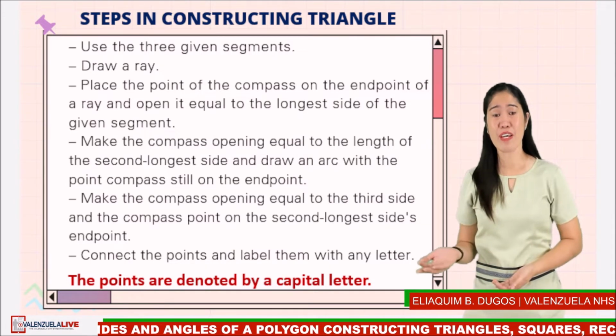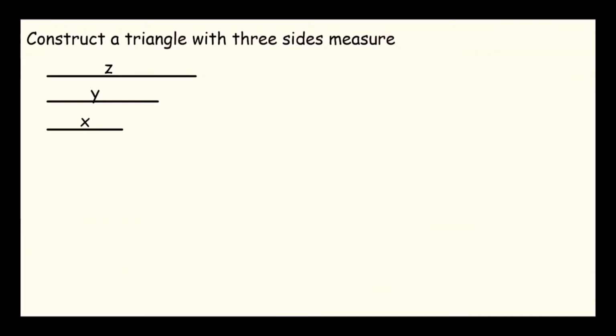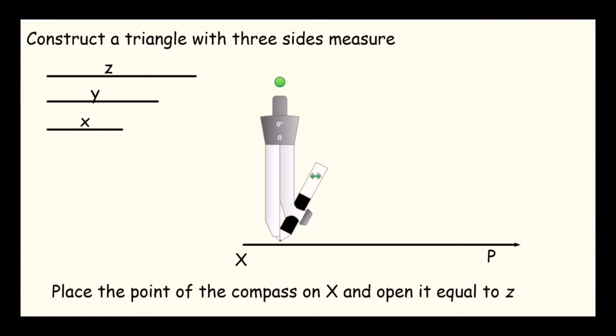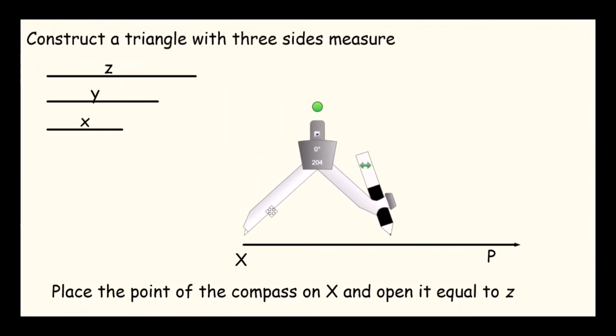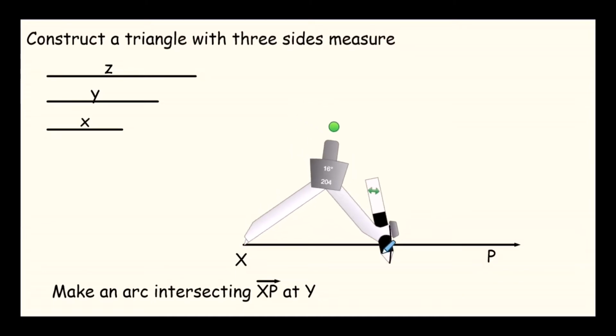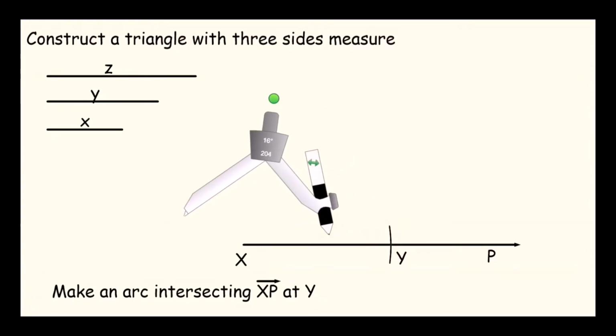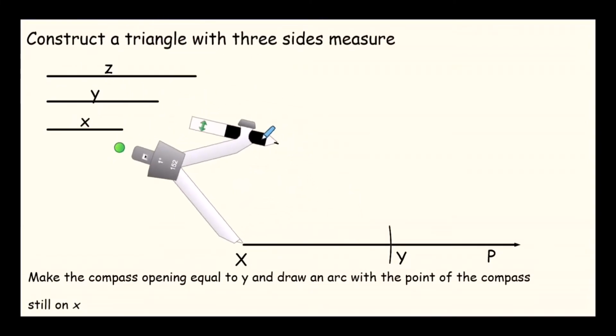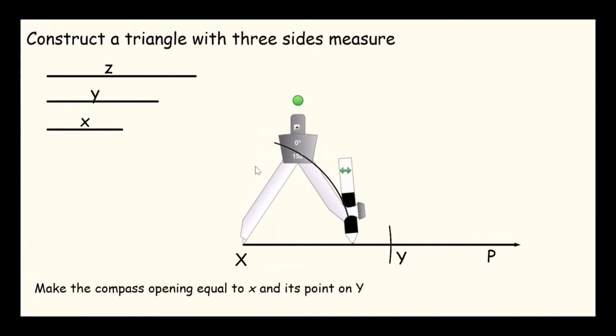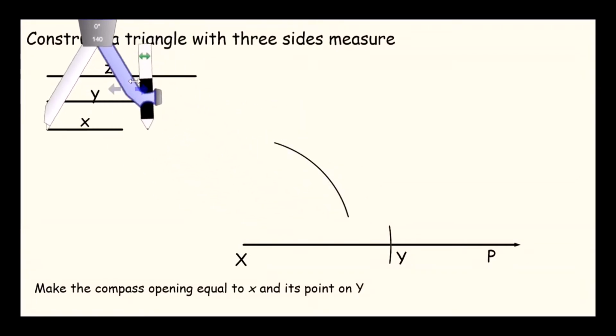Kindly watch this video in constructing a triangle. Construct a triangle with three sides measure X, Y, and Z. Use the three segments given. Draw ray XP. Place the point of the compass on X and open it equal to Z. Make an arc intersecting ray XP at Y. Make the compass opening equal to Y and draw an arc with the point of the compass still on X. Make the compass opening equal to X and its point on Y.